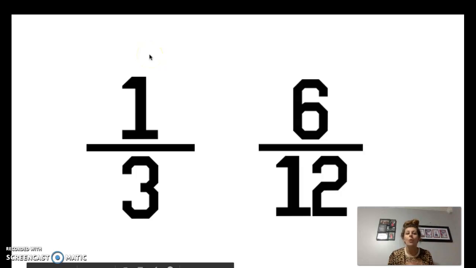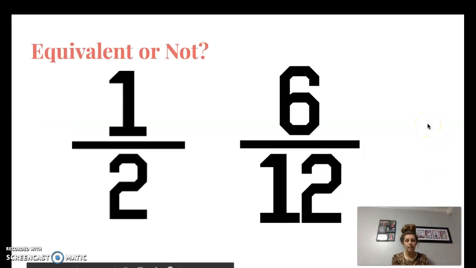In other words, we cannot cut it in half. We have 6/12. Can we cut 12 in half? Yes, we can. And what is half of 12? 6. So we know that this is an equivalent fraction, but 1/3 is not. So that means these two fractions are not equivalent to each other.